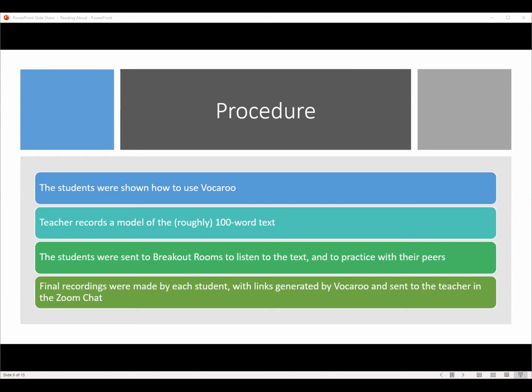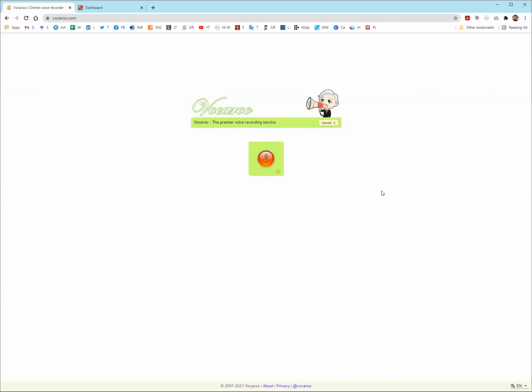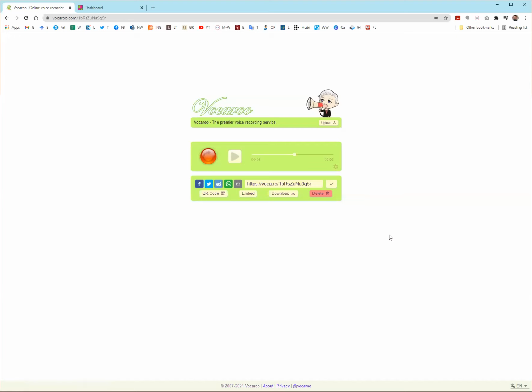Let me just share the screen so we can have a look at Vocaroo. It's been around for a long time. I thought it was new because I only discovered it quite recently, like a year ago. But when I told people about it, they were like, yeah, I've been using that since. So I demonstrated this to my students so that they knew how we would be managing the recordings in this little bit of research.